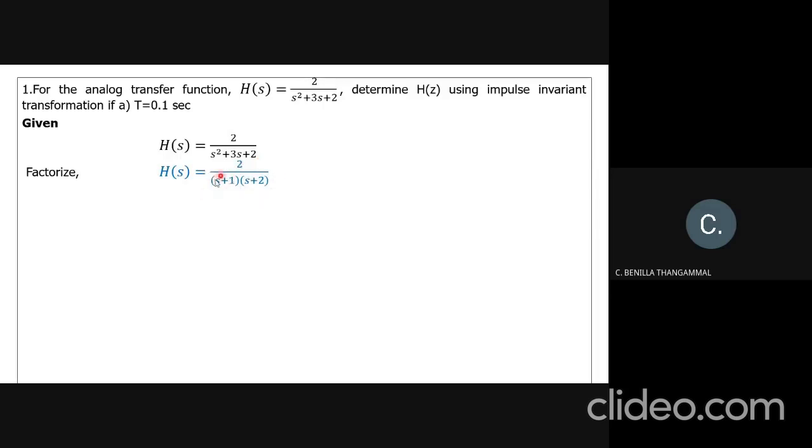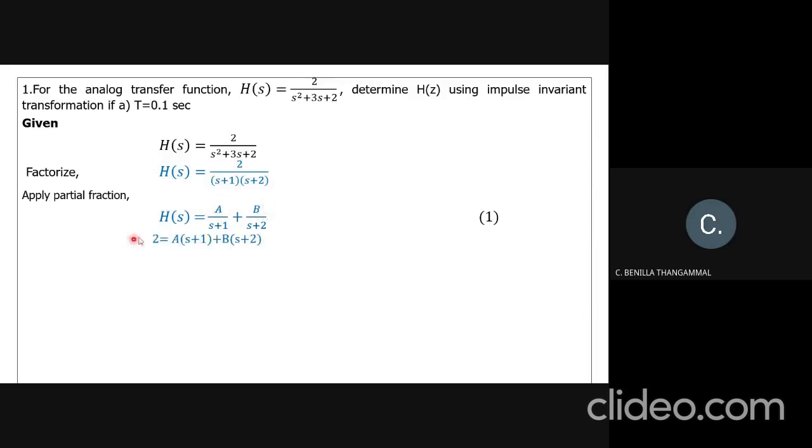Since you are able to factorize it, it will fit into the first formula here. But for that one, it should be in a sum term, and here it is a product term. So I'll be using the partial fraction method to convert it into a sum term. Since you have two terms in the denominator, I'll be needing two constants: A divided by s plus 1 plus B divided by s plus 2.